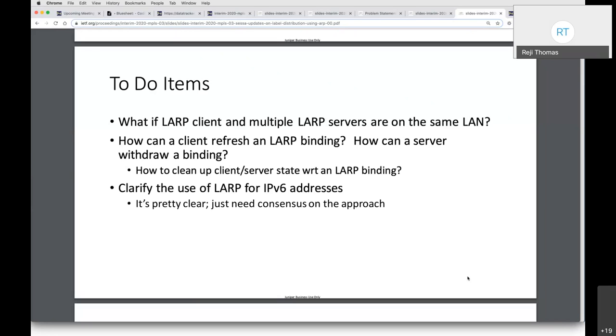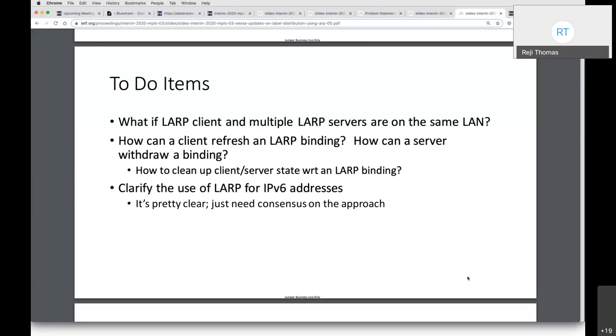Again, we need to update the draft on the label refresh part from the client side, as well as the label withdrawal from the server. And finally, we also need a consensus on the approach of using LARP for IPv6 addresses. We are using LARP for both V4 and V6 addresses. We believe that is clear and it's the right thing to do, but we need a consensus on the approach from the working group also.